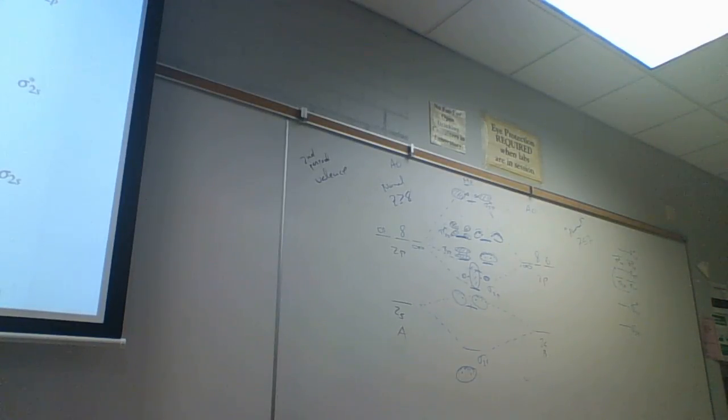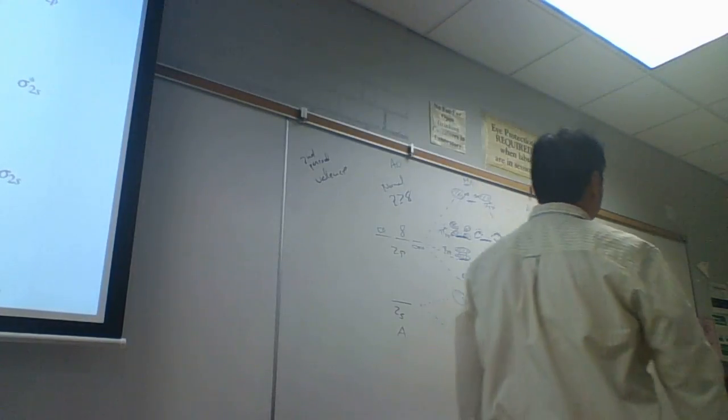Take a look at the sigma 2s versus sigma 2p. Look at these two orbitals. These are two bonding orbitals. But if you look at the volume of space, do you see? If you take this one and bring it up there, they kind of overlap. In fact, they're occupying the same volume of space. Do you see that?